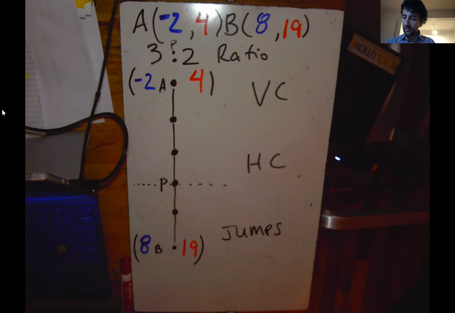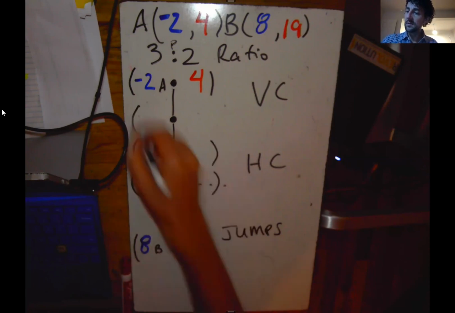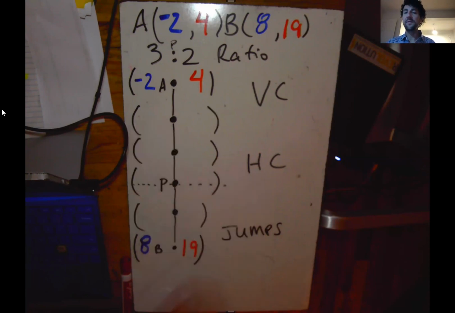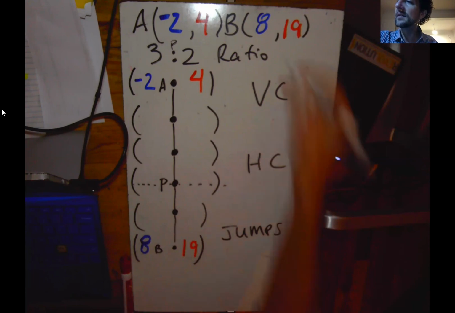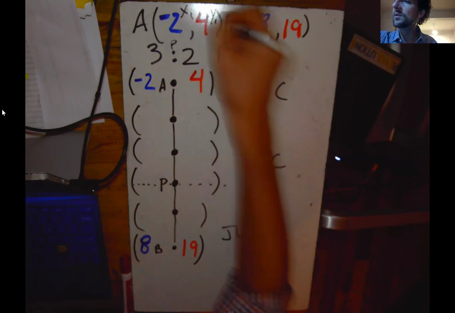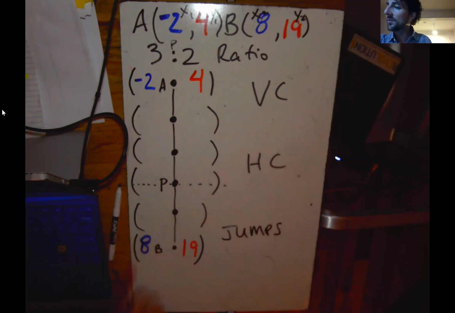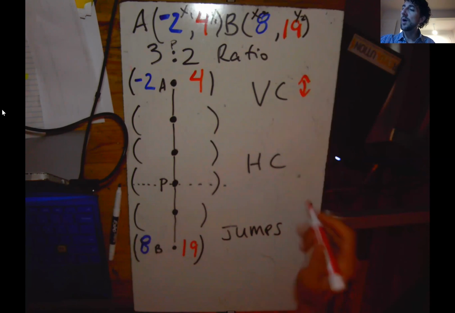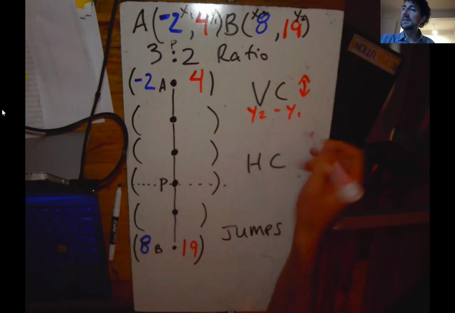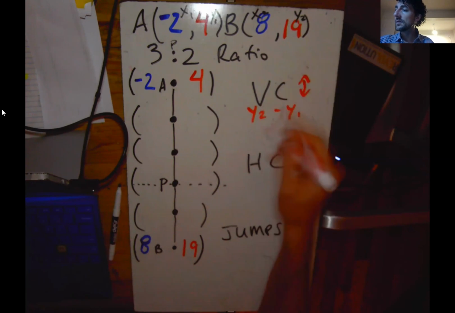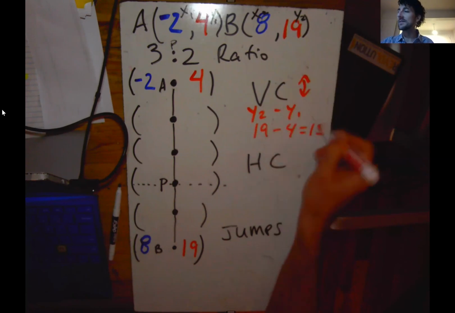Now I got to figure out what this point is. So I'm going to add parentheses for my other points. Now we're going to figure out how to fill them in. Now I need to look at the vertical change and the horizontal change. So I have x1, y1, x2, y2. And remember, my vertical change is how far up or down. So this is y2 minus y1 equals 19 minus 4 equals 15. My vertical change is positive 15.